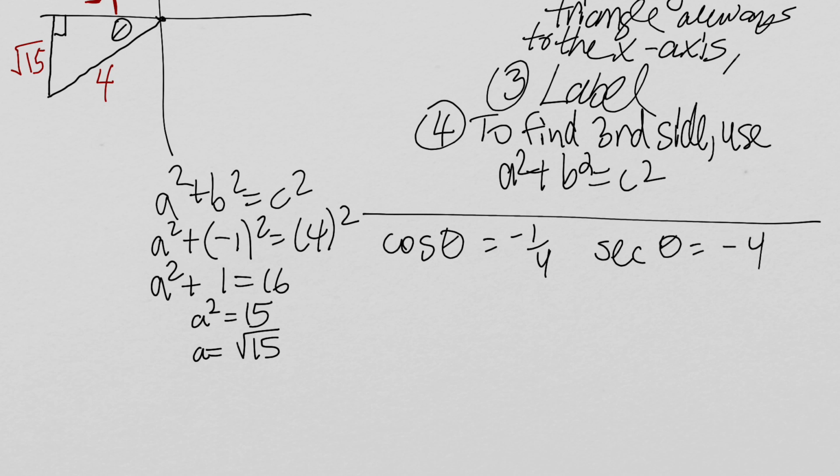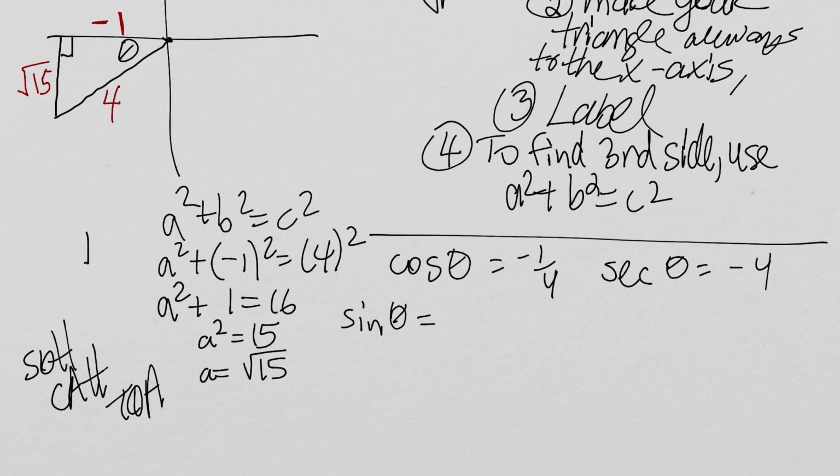All right, let's get sine. Sine, remember, is, again, SOHCAHTOA. So sine is opposite over hypotenuse. What is opposite of this theta here? That's root 15 over the hypotenuse, which is 4. So there is sine. All right, let's do tangent. Tangent is TOA. Opposite of that one is root 15. And what's the adjacent? -1.